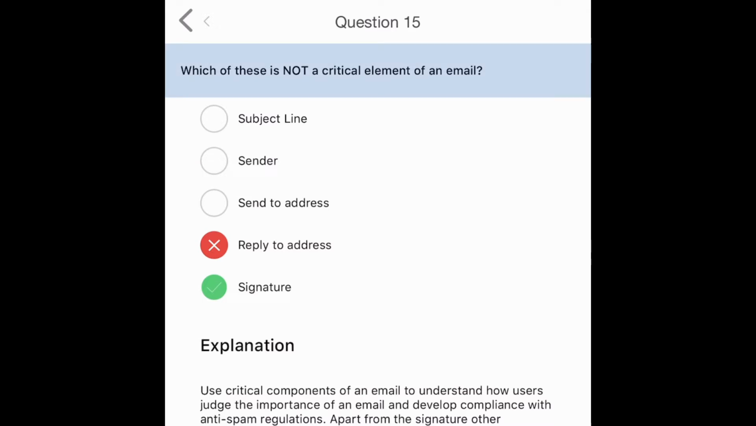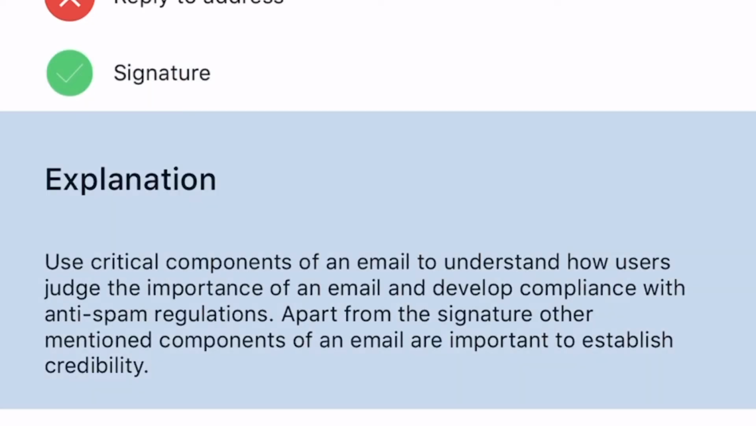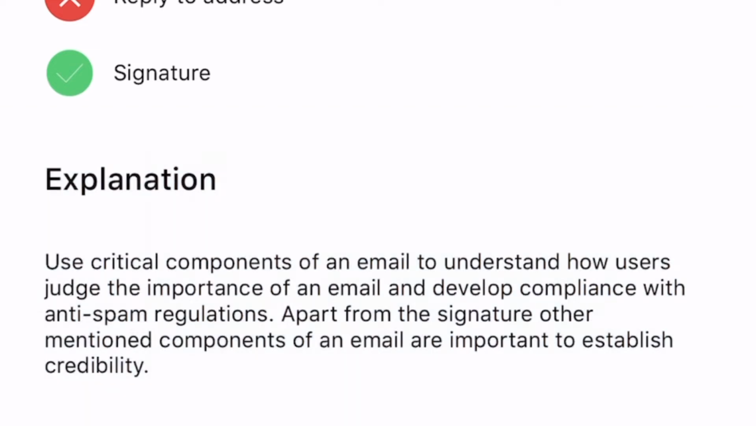Which of these is not a critical element of an email? Signature. Explanation: use critical components of an email to understand how users judge the importance of an email and develop compliance with anti-spam regulations. Apart from the signature, other mentioned components of an email are important to establish credibility.